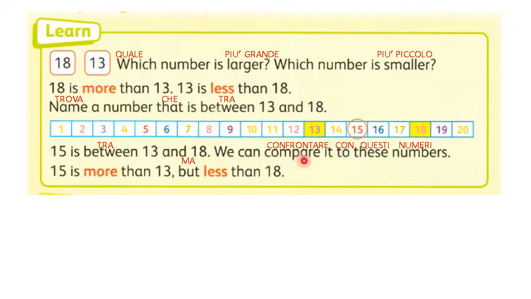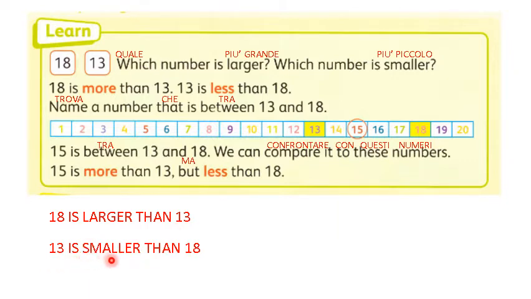We can compare it to these numbers, 13 and 18. 15 is more than 13, but less than 18. So 18 is larger than 13, 13 is smaller than 18. 15 is between 13 and 18.